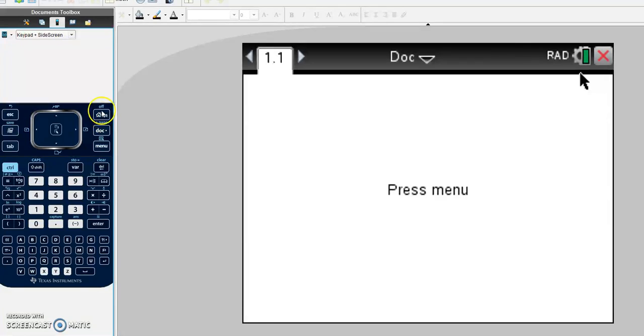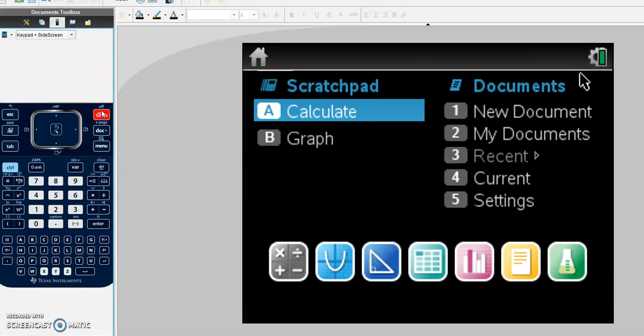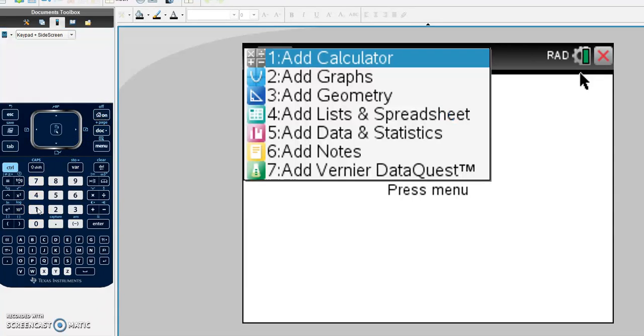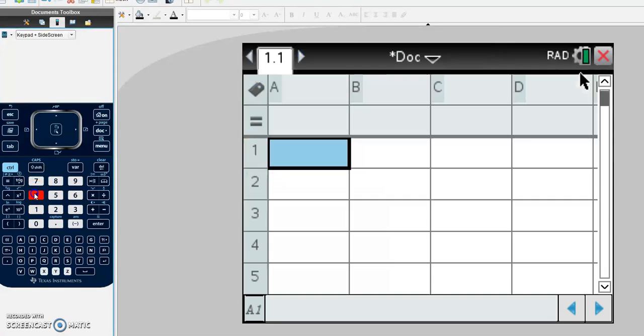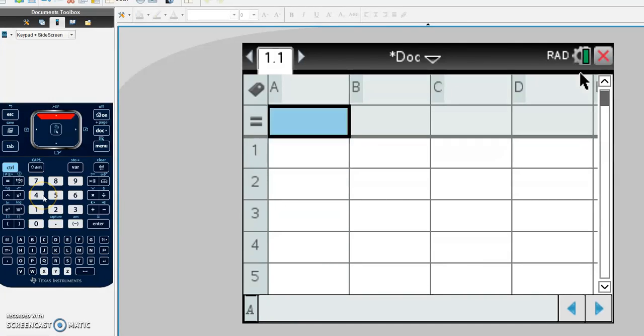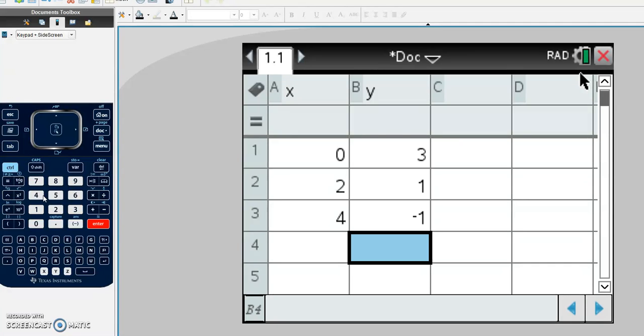So if we start at the home screen, if I want to add a table list or a table, I'm going to go to a new document, which is number 1. And then I'm going to do number 4, where we add a list or a table. And then I want to arrow up. And in the A column, I'm putting an X. In the B column, I'm putting a Y. So in the first column, we have 0, 2, and 4 for the X's. In the Y column, we have 3, 1, and -1.